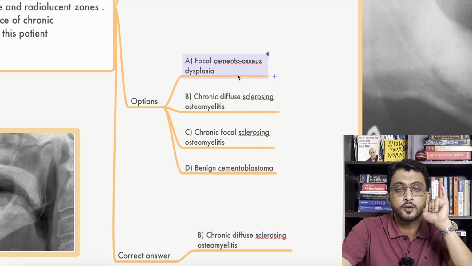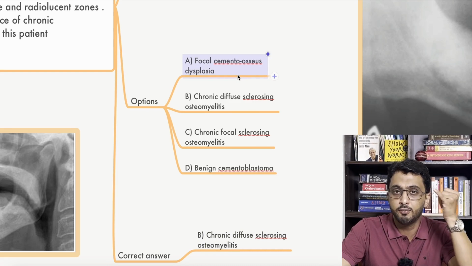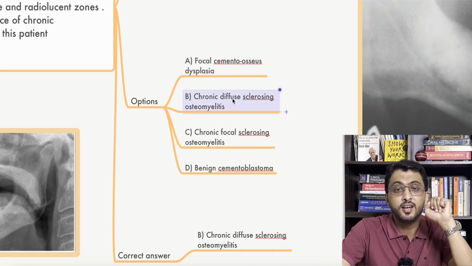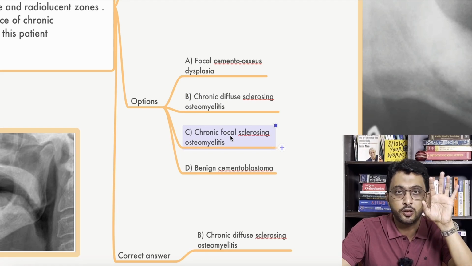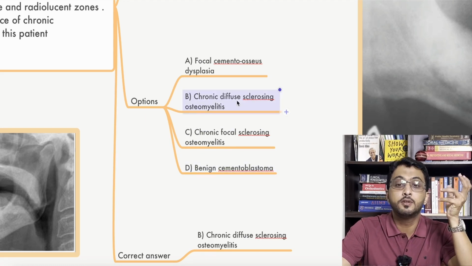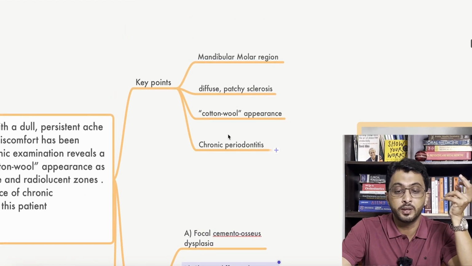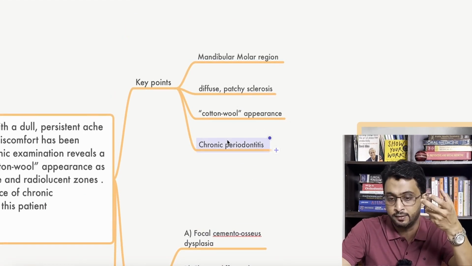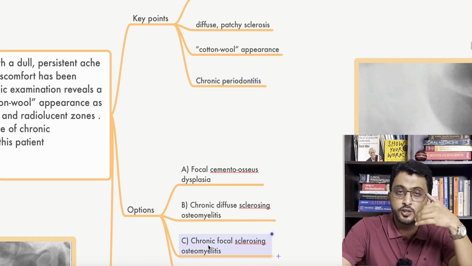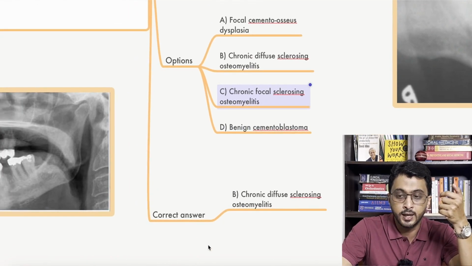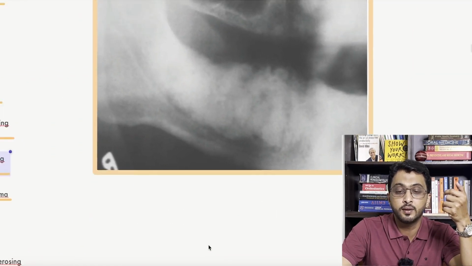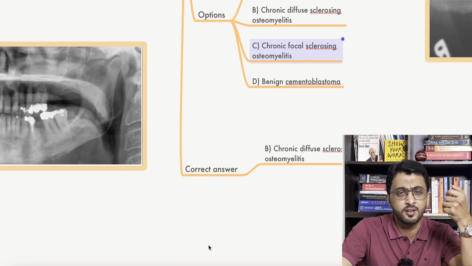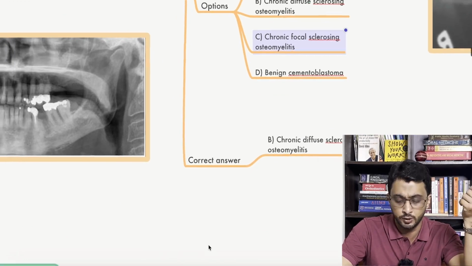Focal cemental dysplasia, which is cementoma? No. Diffuse sclerosing, yes, if you know it. Focal sclerosing, no, focal doesn't have cotton wool appearance. We'll come to that. Cementoblastoma, never. So basically it's diffuse sclerosing which has got cotton wool appearance, and it's related to periodontitis. As I've told you, focal sclerosing is related to caries. I'll come to that. So which is very typical, as I've shown you here, the cotton wool appearance. So the answer is very clear now.